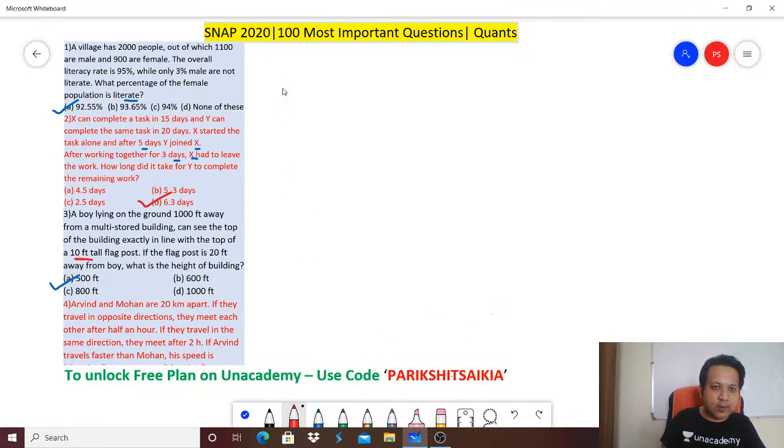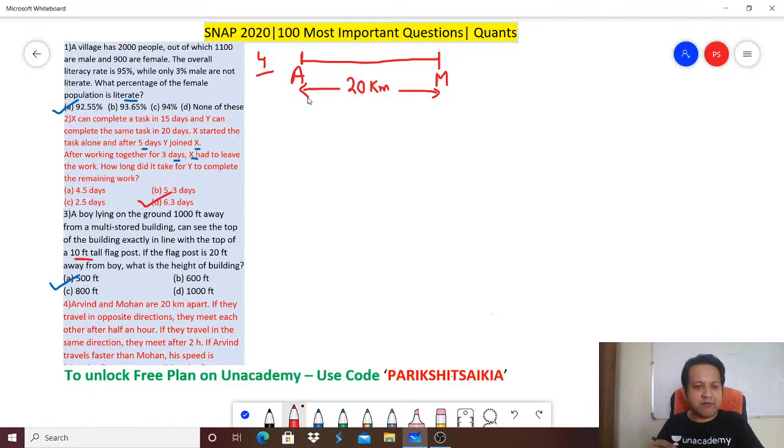Arvind and Mohan are 20 kilometers apart. If they travel in opposite directions, let's say here Arvind is there and here Mohan is there. The distance between them is 20 kilometers. If they travel in opposite directions, they meet each other after half an hour. So let's say the speed of Arvind be a kilometer per hour and the speed of Mohan be m kilometer per hour.